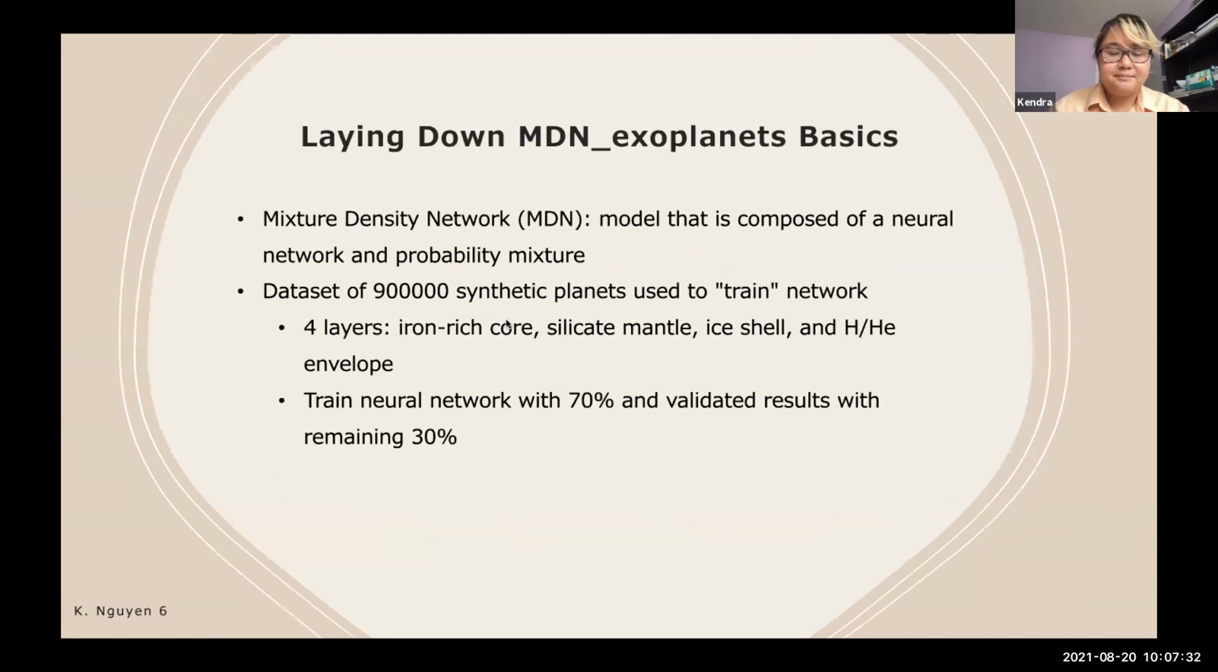Let's lay down some basics. MDN stands for Mixture Density Network, and these are models that are composed of a neural network and a probability mixture. The author of the code used a data set of 900,000 synthetic planets to train the networks to predict 4 layers for the planets: an iron-rich core, a silicate mantle, an ice shell, and a hydrogen to helium envelope. The author trained a neural network with 70% of these planets and then validated the results with the remaining 30%.